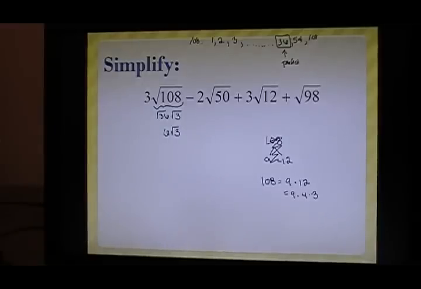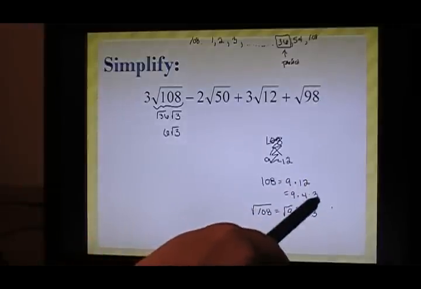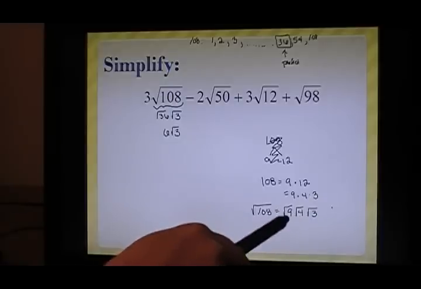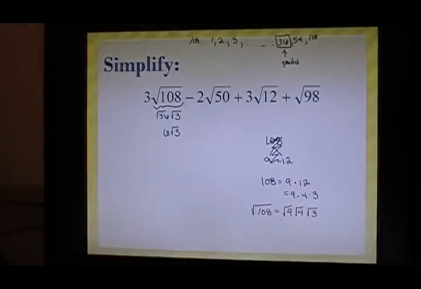So using what we've done before, the square root of 108 then should equal the square root of 9 times the square root of 4 times the square root of 3. I stopped because this number is not divisible by any perfect squares. So the square root of 9 is 3 times the square root of 4 is 2 times the square root of 3.